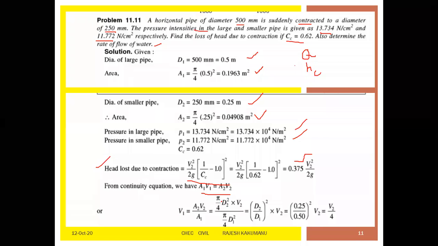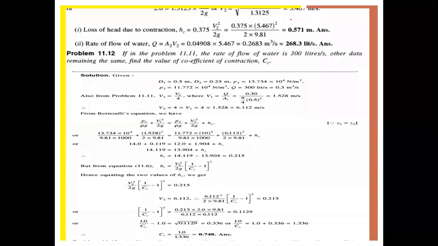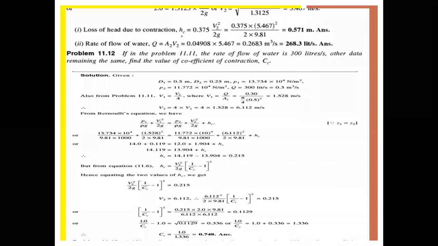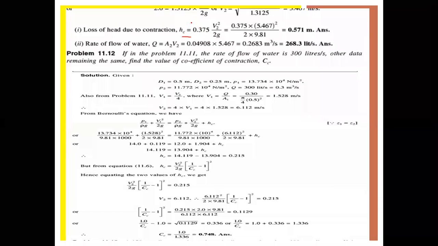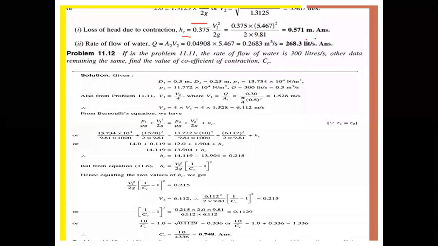That implies, if you keep simplifying, you get v2 equals v2 by 4, right? Now applying those values here, you get the Tg value. Now the loss of head due to the contraction, hc, is given by this formula for contraction: 0.375 v square by 2g. So put 0.375 into v square, and put 2 into 9.81. Finally you get the head loss.